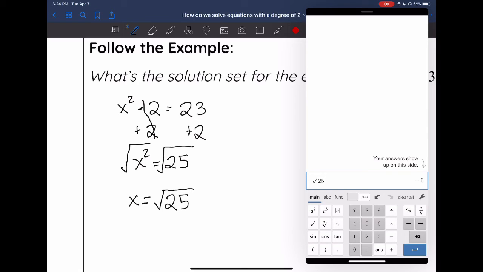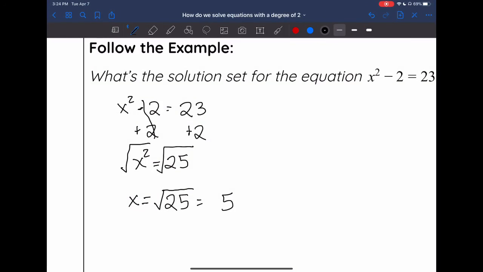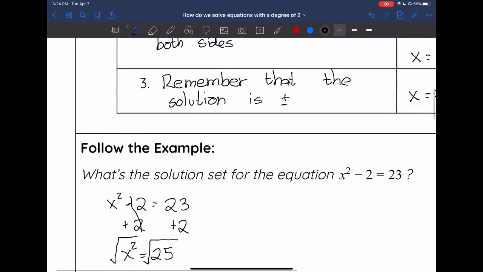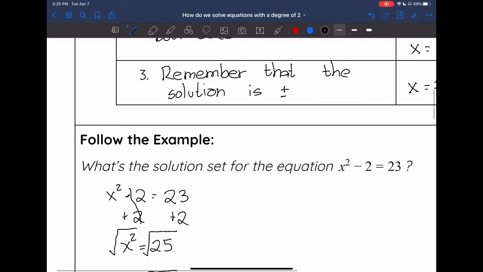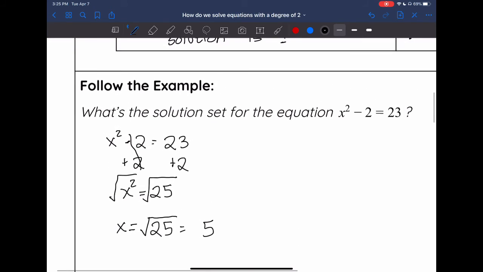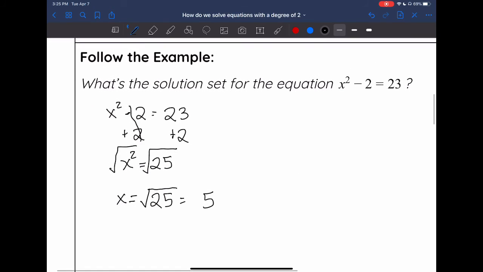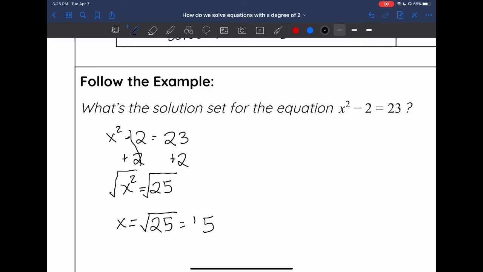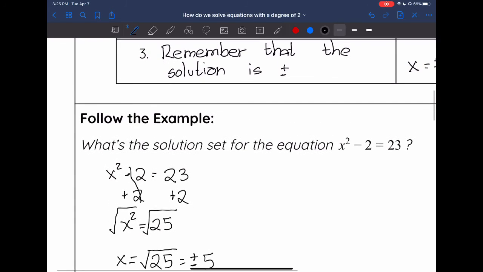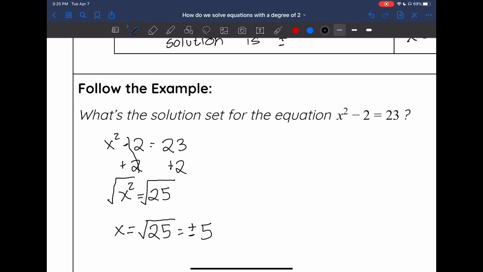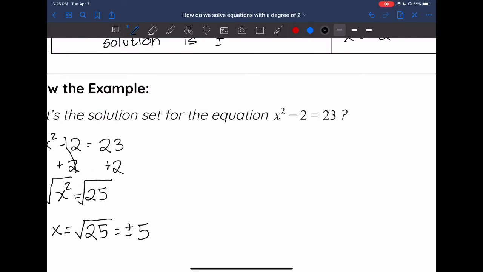I'll write in equals 5 over here, but I know that this answer isn't fully correct because step 3 is to remember that the solution is plus or minus. So I need to add, my calculator doesn't do it for me, it only gives me the positive version, but I know I need to also include that negative to have a full correct answer. And that's my final solution, but let's make sure before we move on that that's correct.